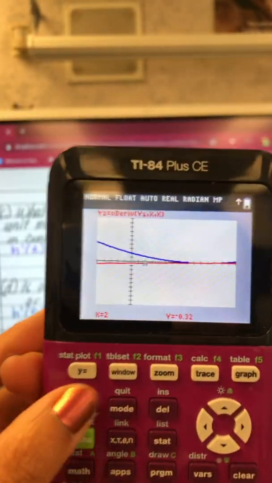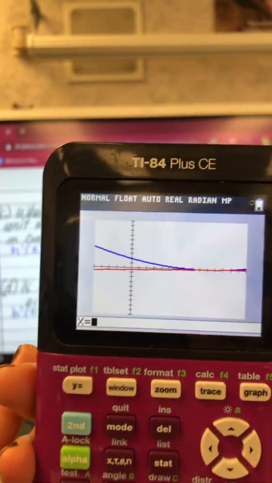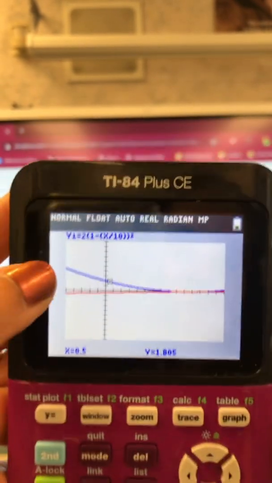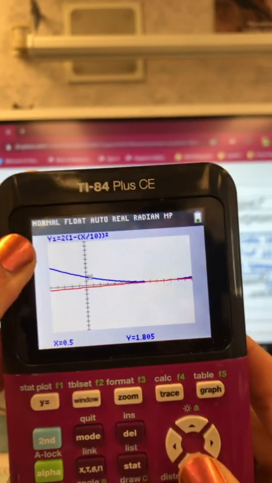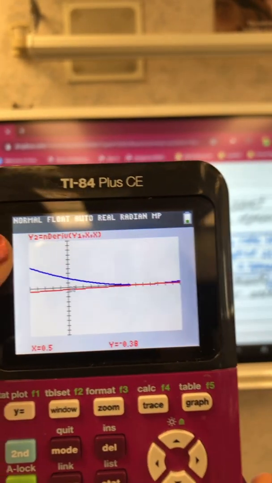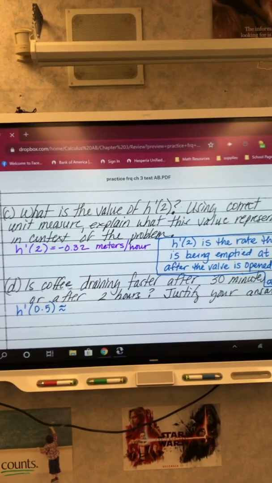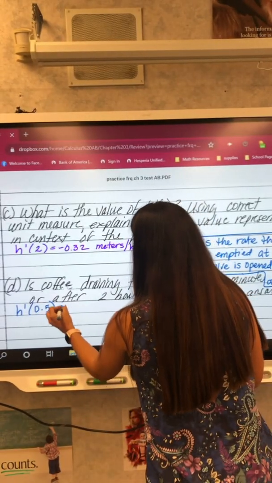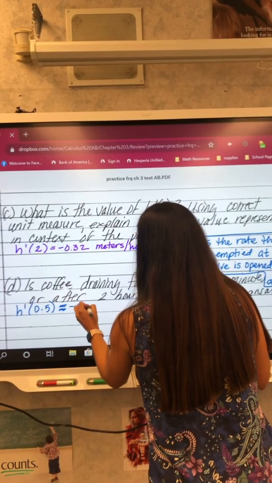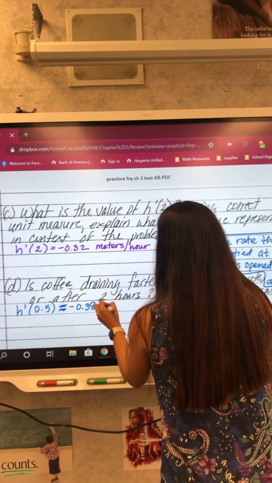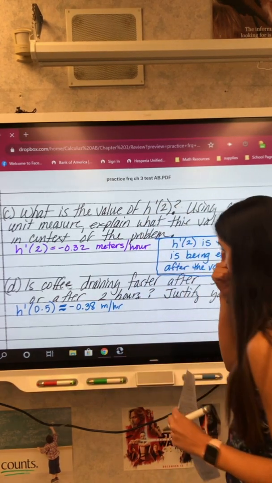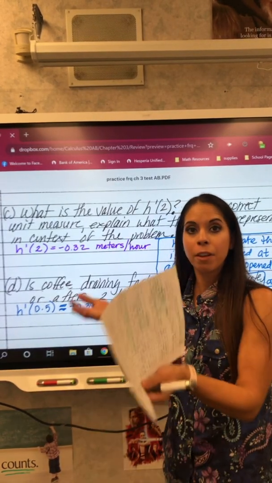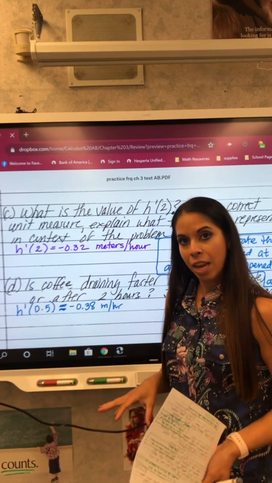So now you need to hit second calc value, and this time half an hour, so 0.5. And see how it always does y1 first. I need to get to y2 because that's the derivative, and it's negative 0.38. This is actually not a wavy equal sign. It's exactly negative 0.38 meters per hour. Okay. Now the negative has to do with the fact that the coffee is being drained. It's not being filled up, it's being drained out of there. So that's what the negative means.